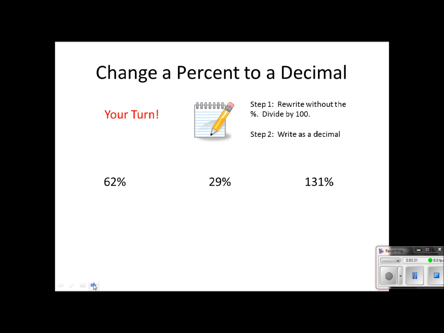Okay, welcome back. Hopefully I didn't have any cheaters. So let's take a look at these. 62% would be the same as 62 hundredths. 29% is 29 hundredths. And 131% is 1 and 31 hundredths.